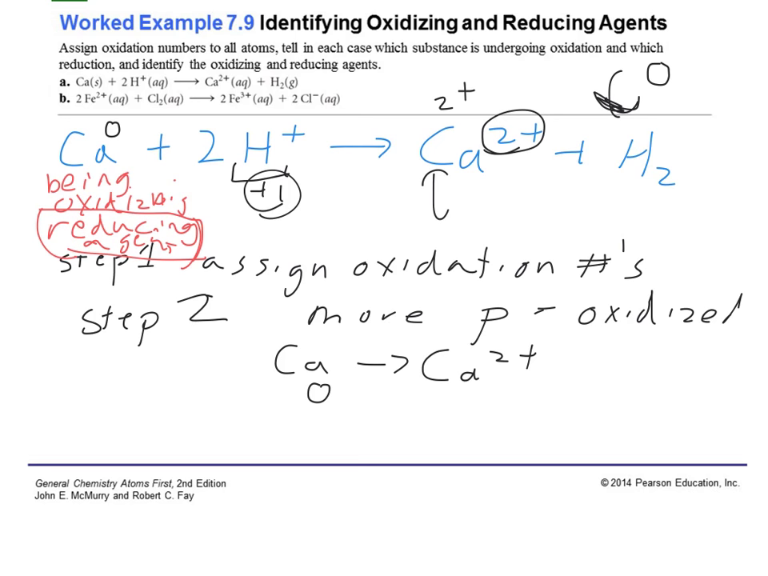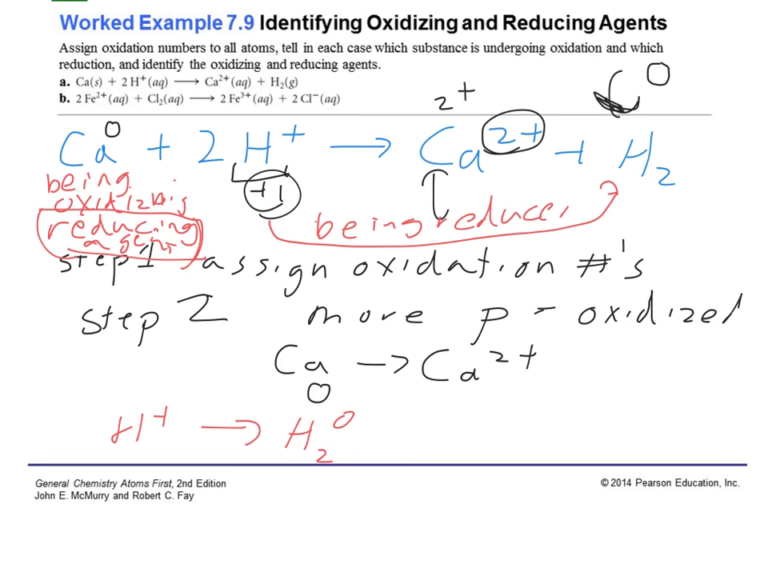Our hydrogen is becoming more negative. Step 3, identify who's becoming more negative. So we're going from +1 to 0. So that means it's being reduced. And that means our hydrogen right there is our oxidizing agent.